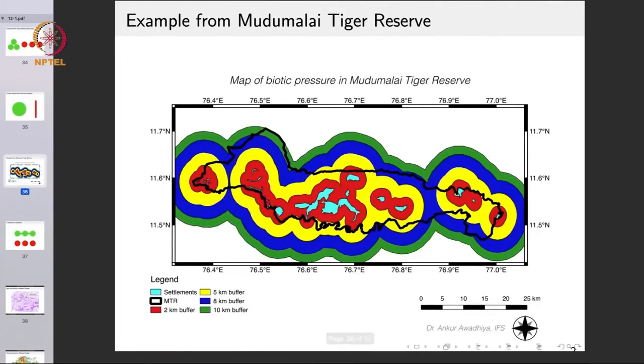But then we also have a number of linear reserves, and we have already observed that, say, in the case of the Mudubalai Tiger Reserve, if you make a 10 kilometer buffer from the habitations, you will find that the whole of the reserve is completely covered with these buffer areas. So the circular reserves need to be promoted more than linear reserves such as these.